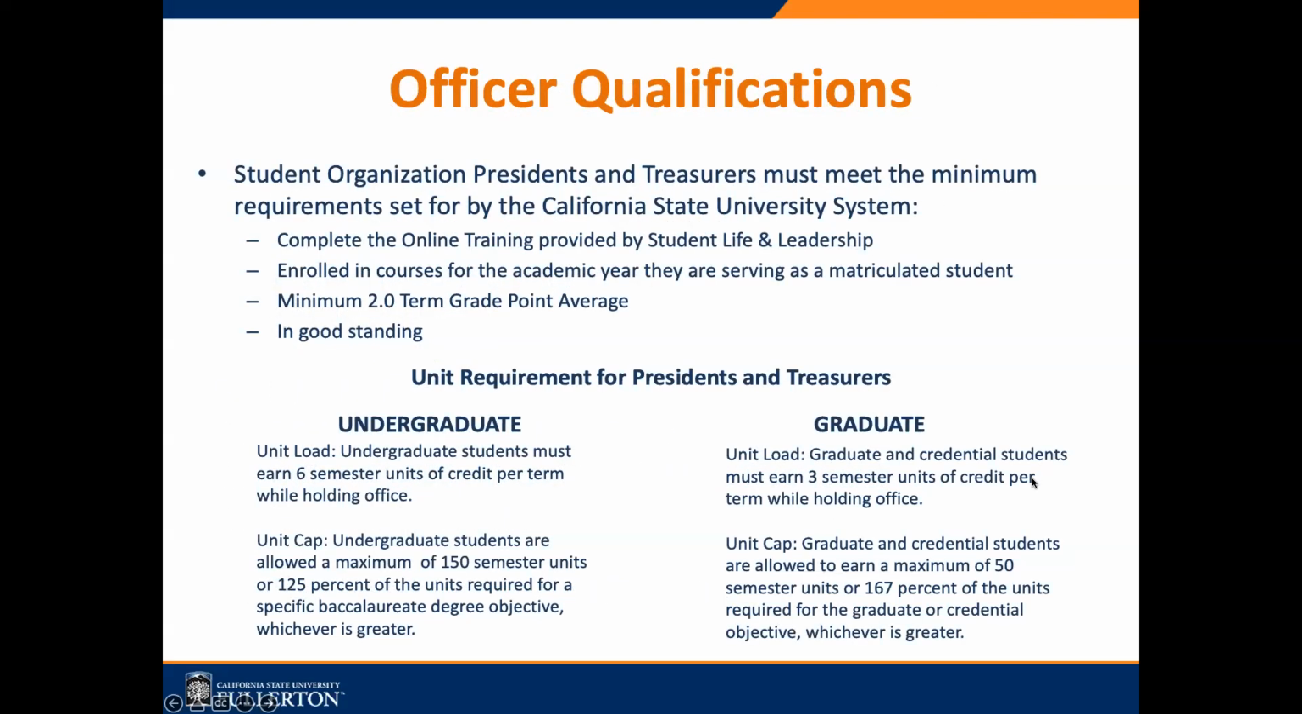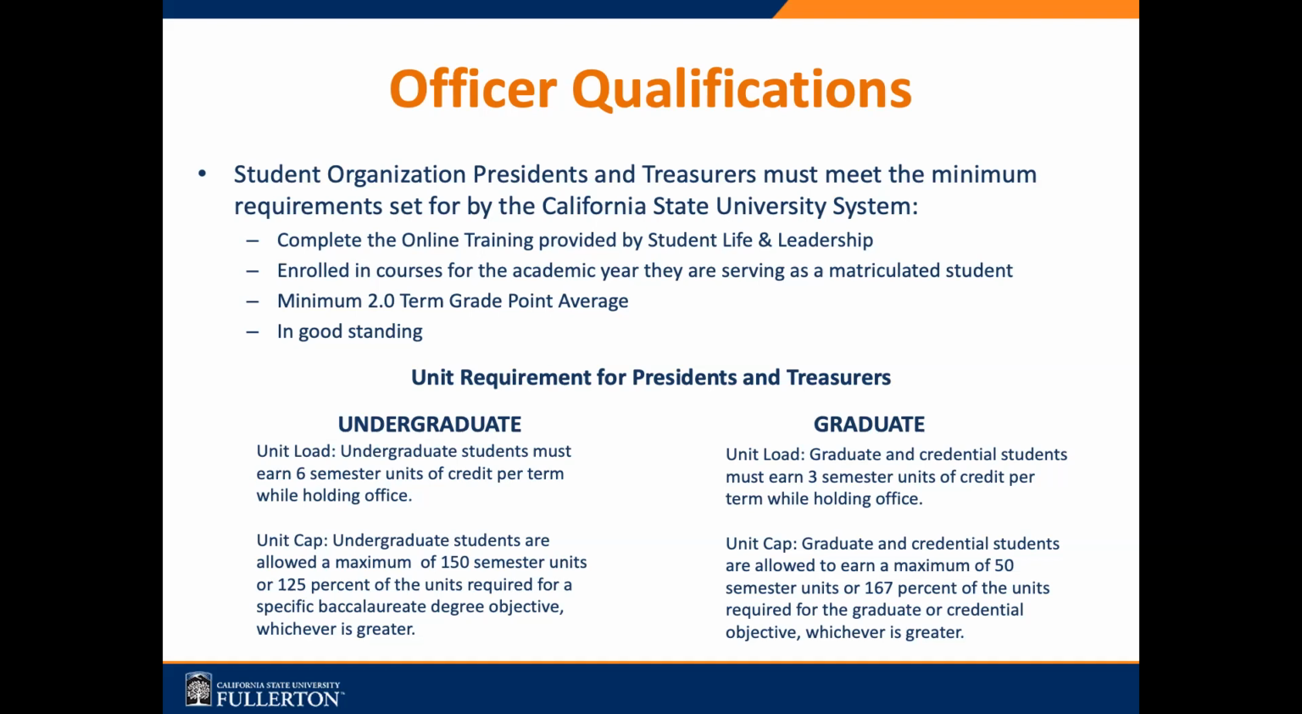Alrighty, so the officer qualifications consist of a few things. The first is requiring that our presidents and treasurers complete official online training in a Canvas course shell, which will be available starting Friday. Student officers, so presidents and treasurers, must also meet the minimum requirement of a 2.0 grade point average, GPA, and must also be in good standing with the university.